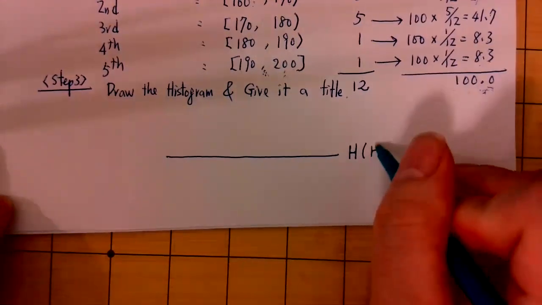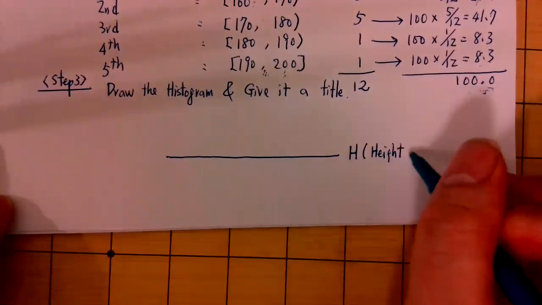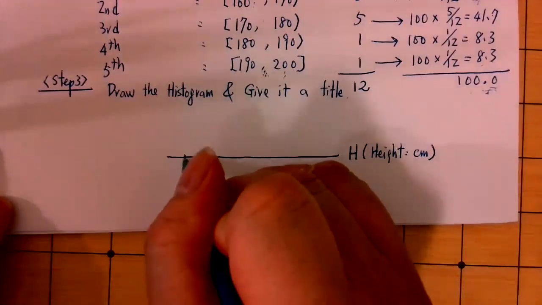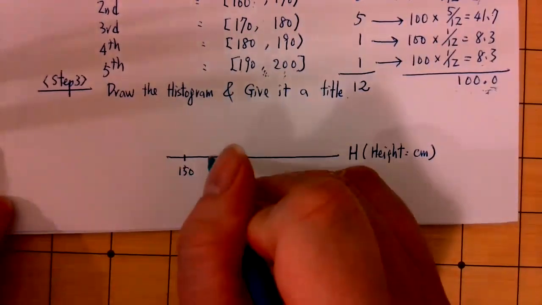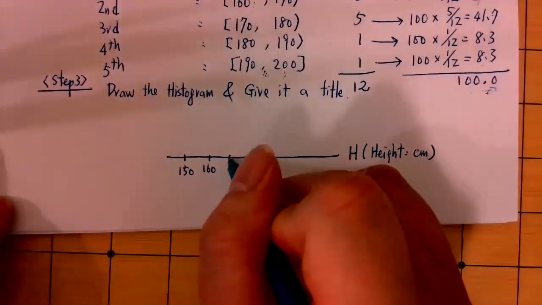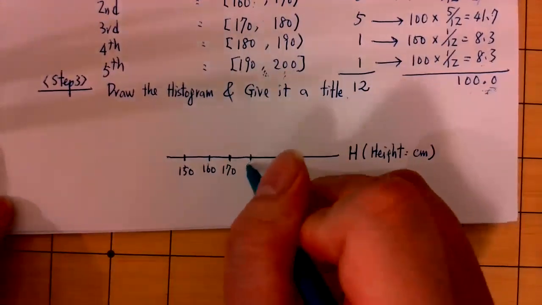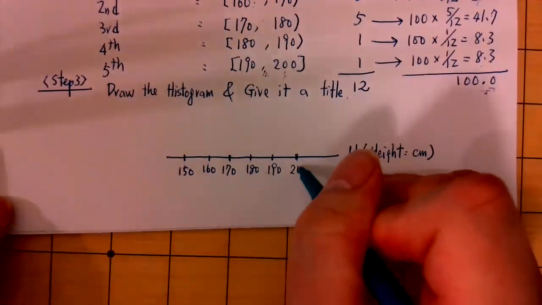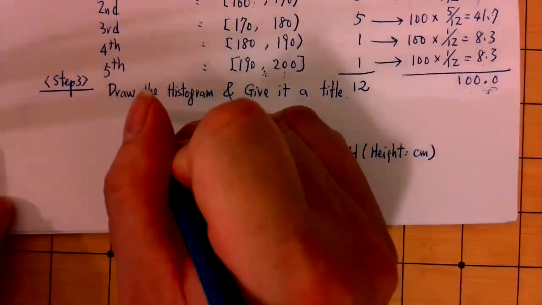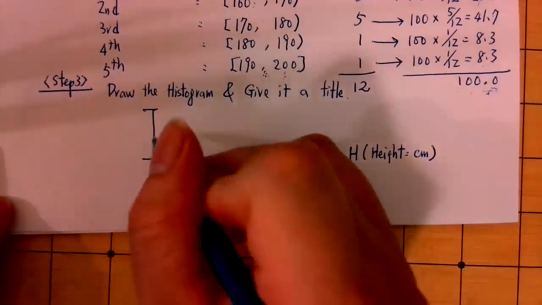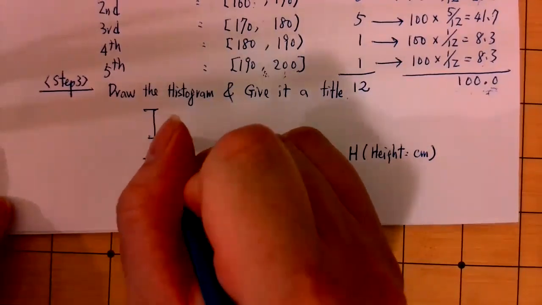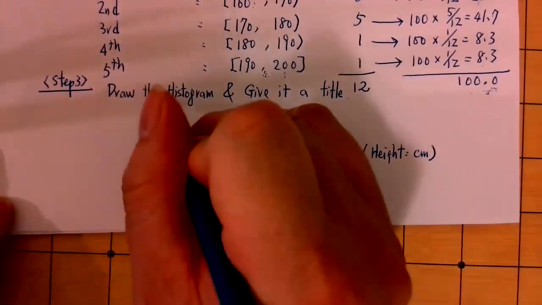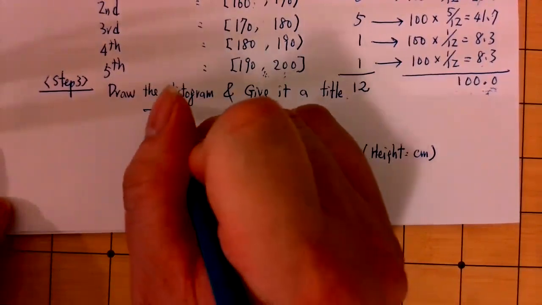H is height. Unit used, centimeter. From 150 to 160, 160 to 170, 170 to 180, 180 to 190, 190 to 200. Okay? And these are the frequencies. Frequencies, okay?